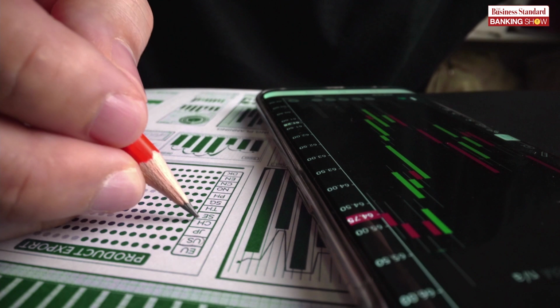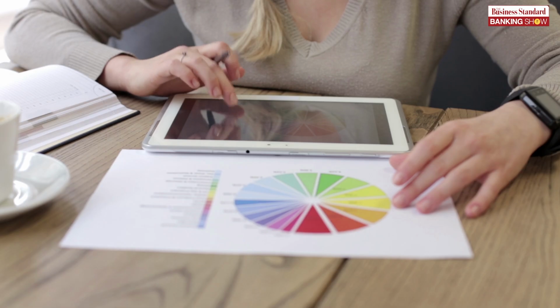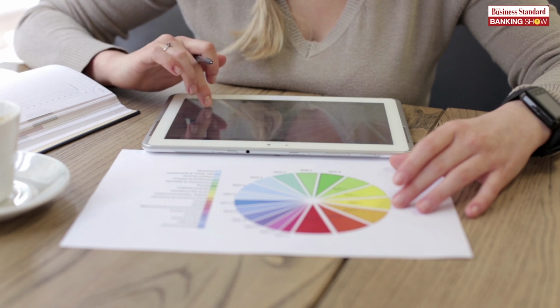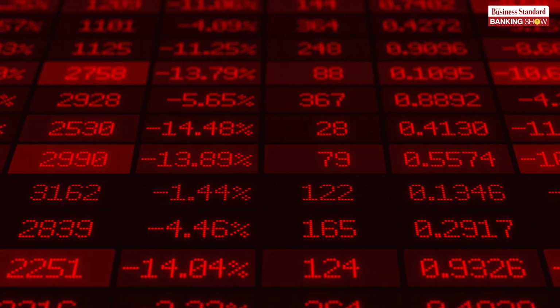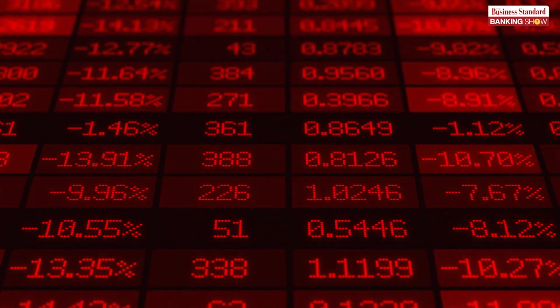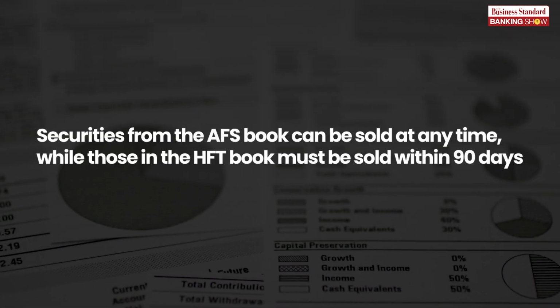The other two portfolios are the available for sale book or the AFS book and the held for trading book or the HFT book. These two portfolios are marked to market and hence are at risk of losses in the current environment. Securities from the AFS book can be sold at any time, while those in the HFT book must be sold within 90 days.